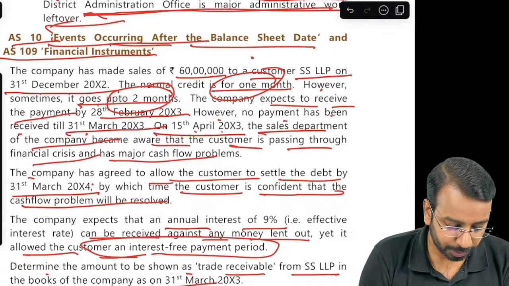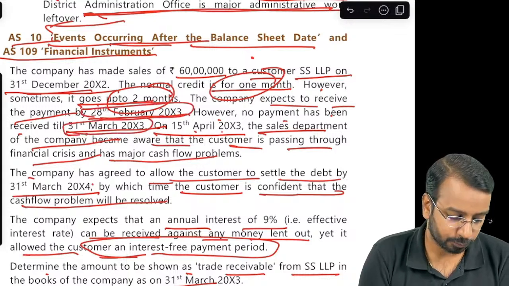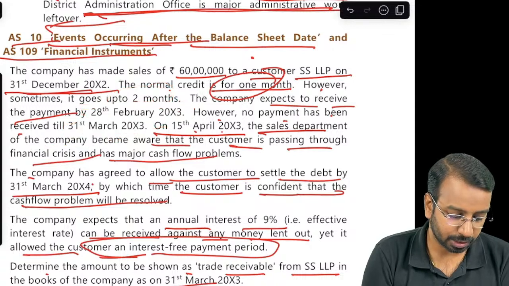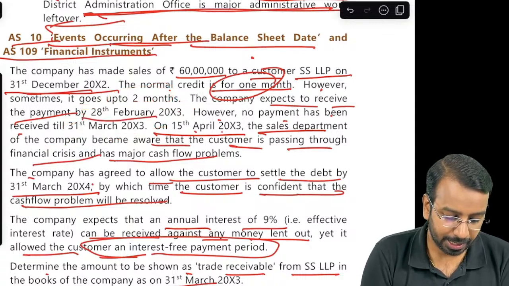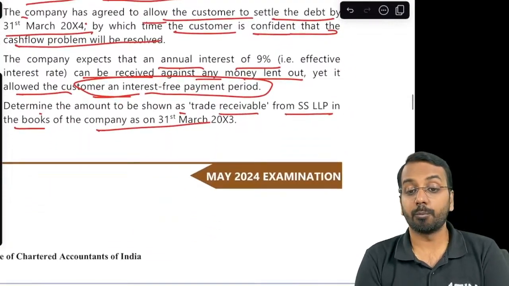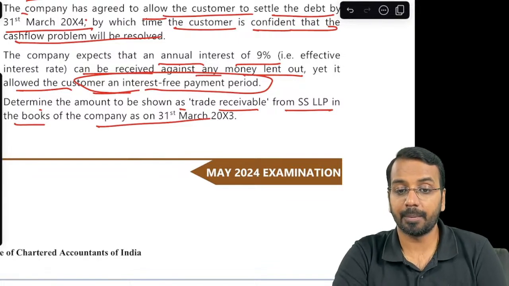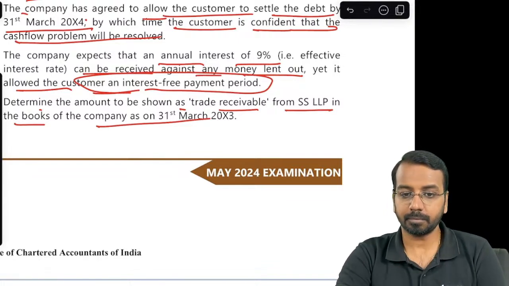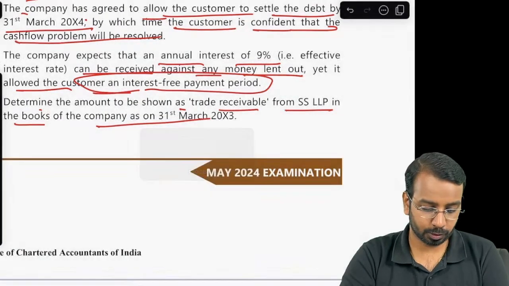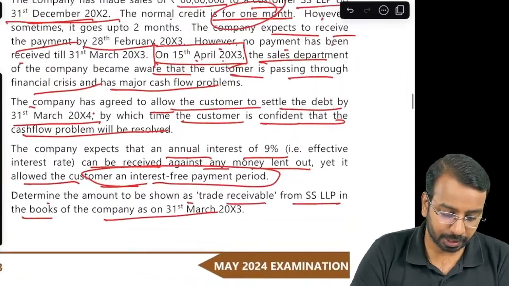You're supposed to pay by 2 months. So from 31st December, you should pay by 20th of February, but you have not paid till 31st of March, which means there is definitely some kind of financial crisis. And that evidence is confirmed on 15th of April. So what you have to do? You have to work backwards and restate the financial statements, right? Then, when are you expected to receive the amount now?